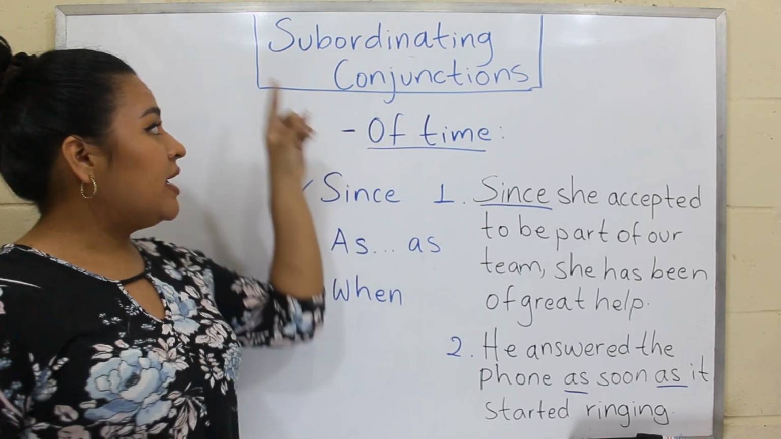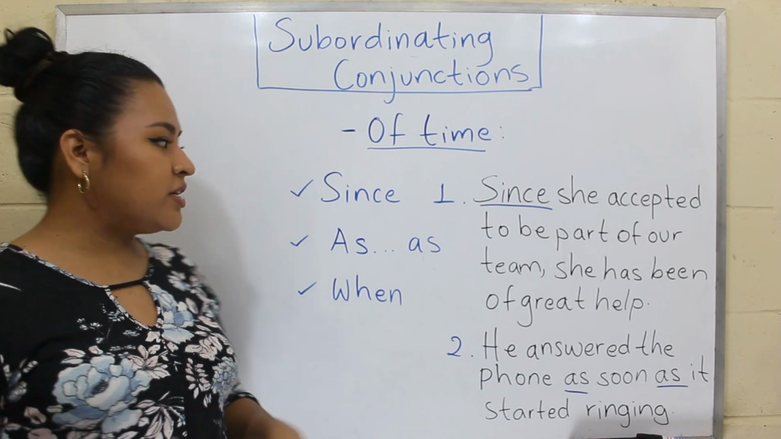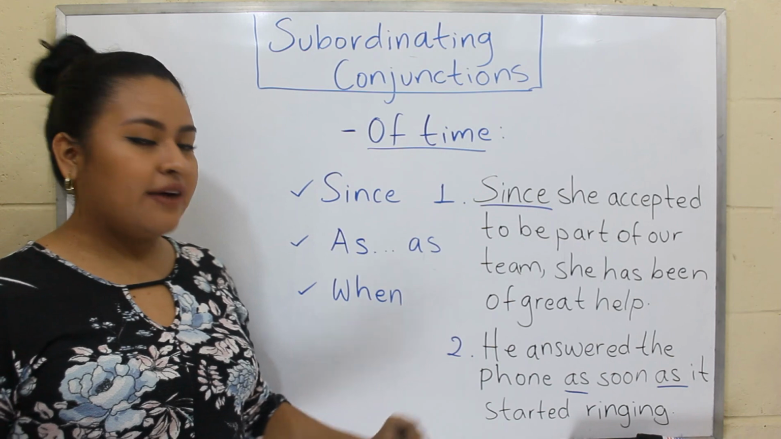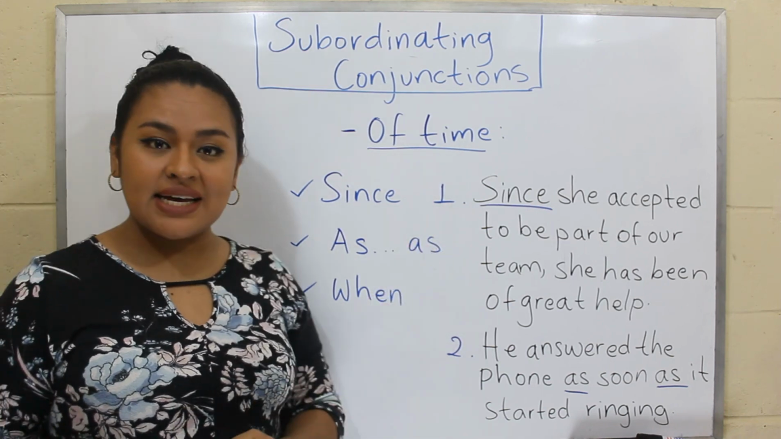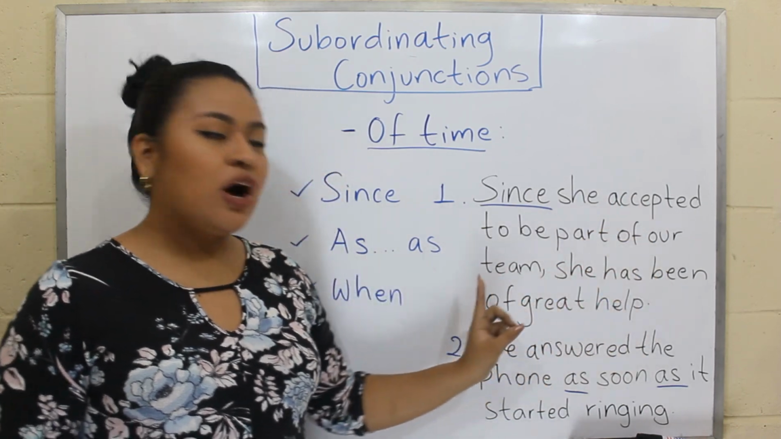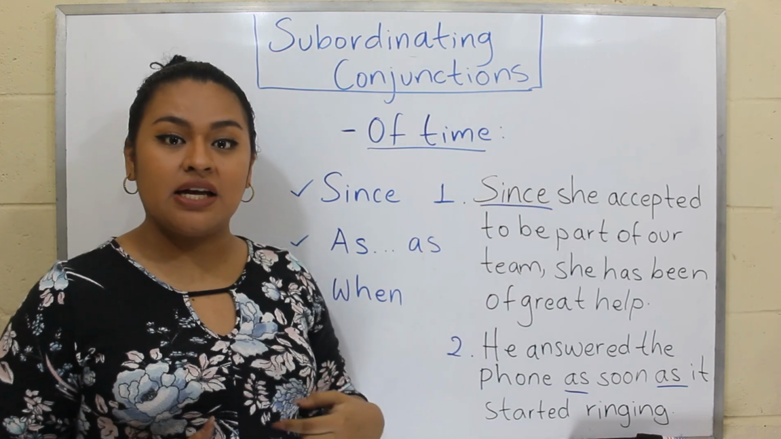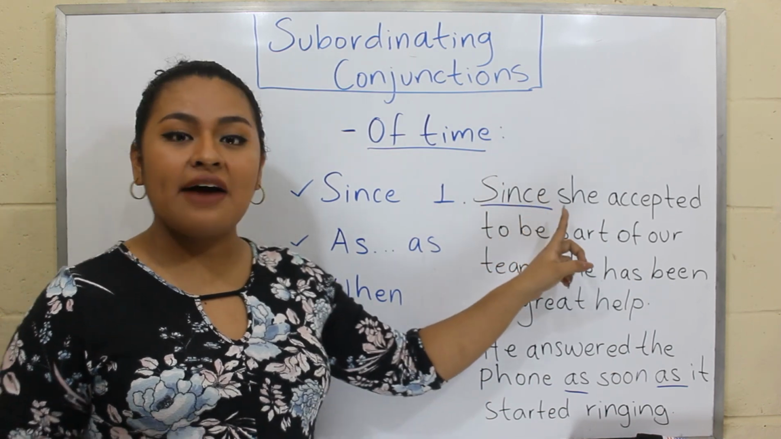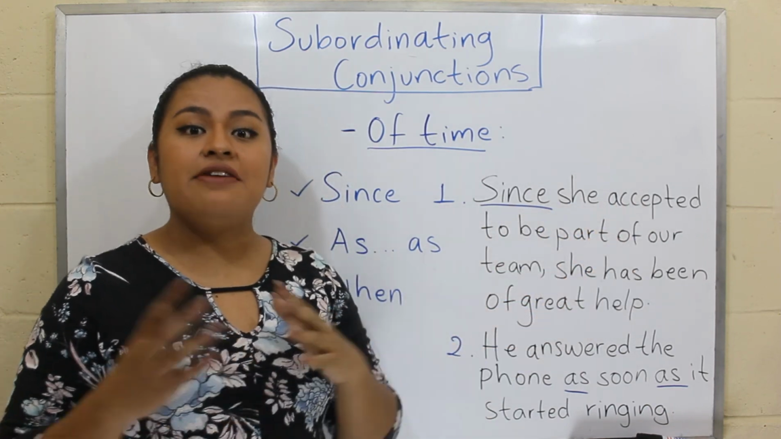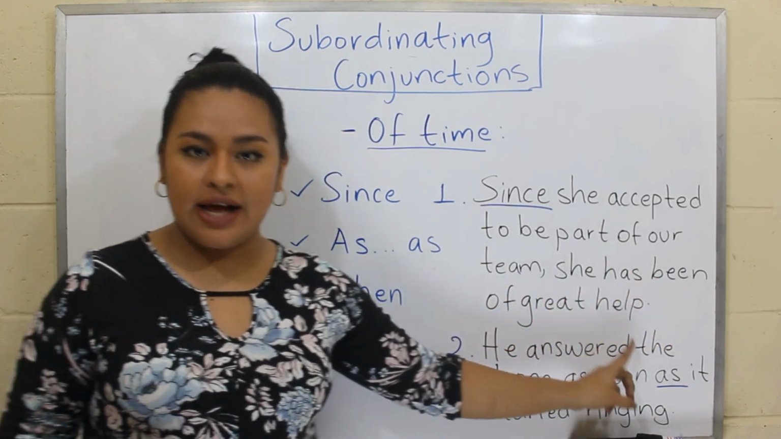The next type is subordinating conjunctions of time. In here, we use subordinators like since, as, and when. And here we have two examples. The first one says, since she accepted to be part of our team, she has been of great help. We are using the subordinator since at the beginning of the sentence. Then we have the subordinating clause, she accepted to be part of our team. And finally, we have the main clause, she has been of great help.